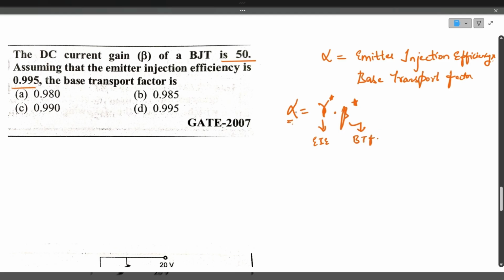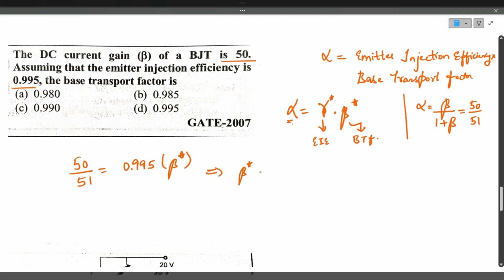So now we have to find the value of alpha, which is DC current gain of common base. We know that alpha is also equal to beta divided by 1 plus beta. Beta is given as 50, so alpha is 50 divided by 51. Substitute these values: 50 divided by 51 is equal to the emitter injection efficiency, given as 0.995, times the base transport factor, which he is asking us to calculate. So the base transport factor will be approximately 0.9852. So the answer is option B.